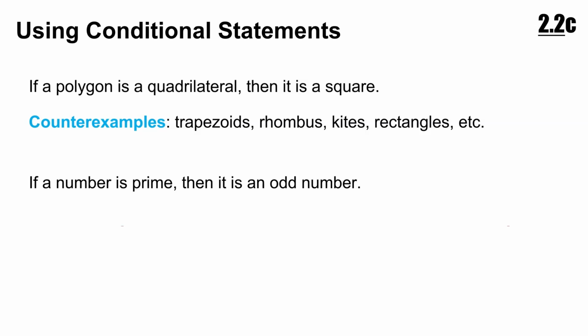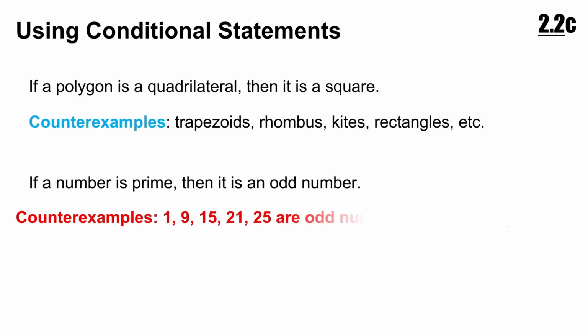As for the problem, it states if a number is prime, then it is an odd number. 1, 9, 15, 21, and 25 are odd numbers that are not prime numbers, thus making them counterexamples to the conditional statement.